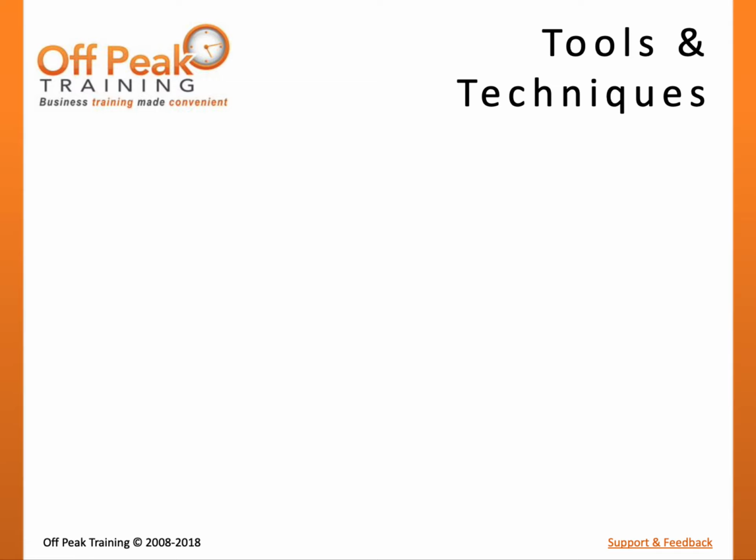The PMBOK guide defines 4 tools and techniques to the define scope process. Their collective goal is for the project team to evaluate the stakeholder needs and requirements, to determine a description of work that must be completed in order to meet these stakeholder expectations.